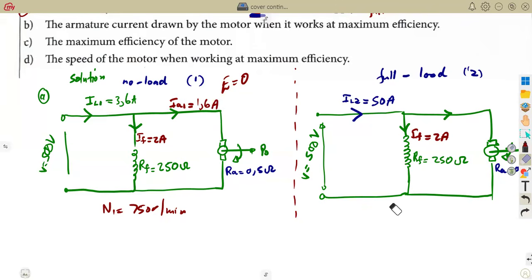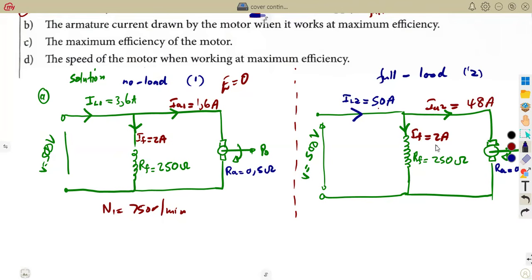Your Kirchhoff's laws, again, to find here, as you can see, is the same thing. So meaning to say the armature current here at full load can be determined: 50 minus 2, which is 48 amperes. So just write that. All right, so this is what we have. We've managed to fill in our diagram.